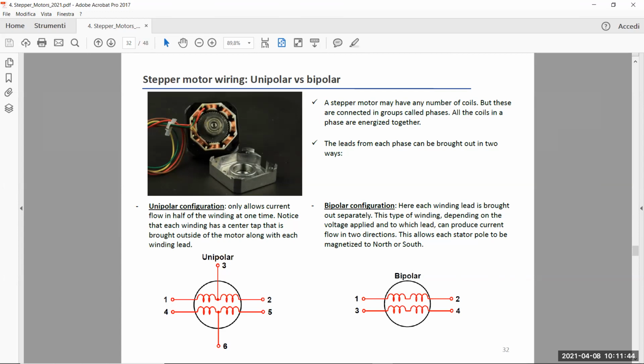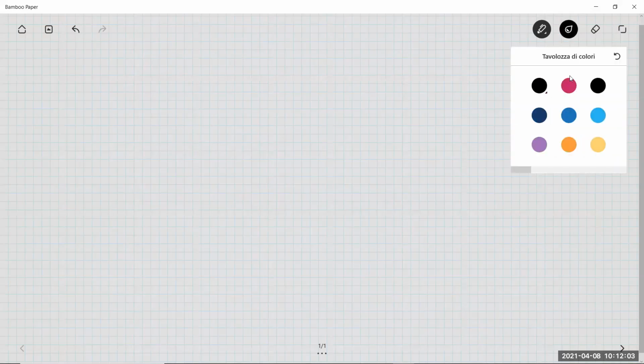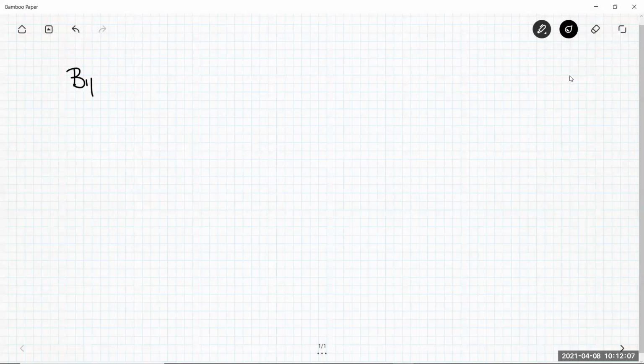Just to say more detail on this bipolar configuration, sharing the white screen. Okay, here. And so let's start with the bipolar configuration.